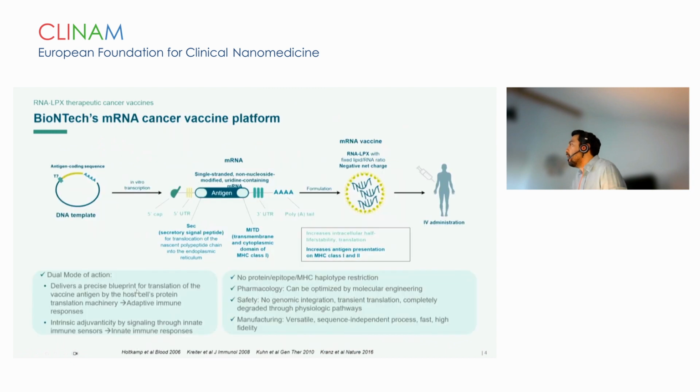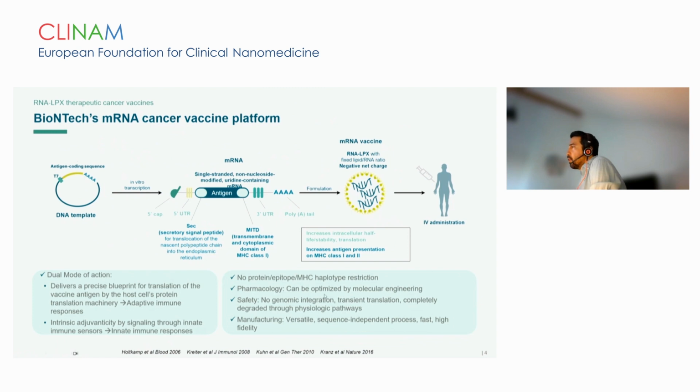So we are producing RNA by using a DNA template that can be simply generated by any genetic engineering methodology and using an in vitro transcription cell-free methodology to have a single-stranded, non-modified uridine-containing RNA with different elements like the 5' cap, 5' and 3' UTRs, and certain regions to improve the class 1 and class 2 presentation, and also poly A. And then we formulate and then bring it into action.